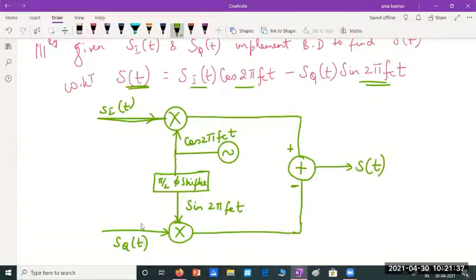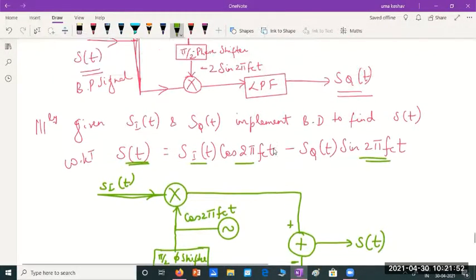Is this clear? Any doubts with this? We are simply implementing this equation to generate S of t. No doubts? No, ma'am.